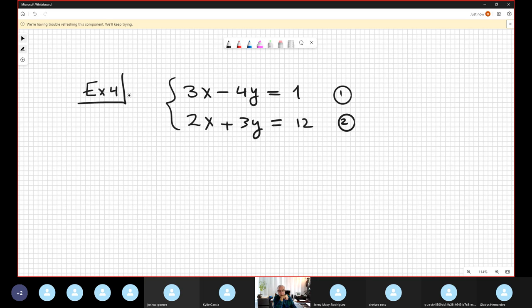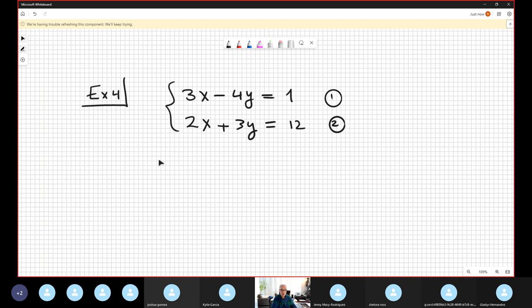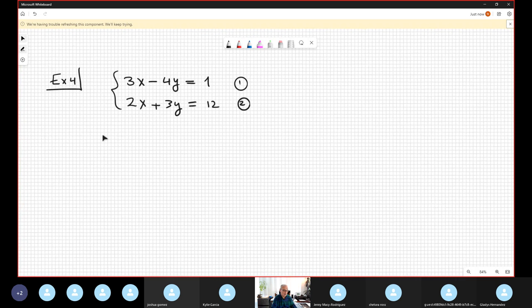But in this example, we have no coefficients 1 or negative 1. No. The coefficients are 3, negative 4, 2, and 3. So now we can apply substitution. We can, but it's not convenient. So the best way is elimination. Okay, so elimination is fantastic.